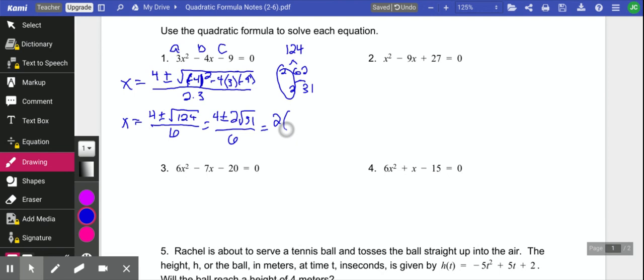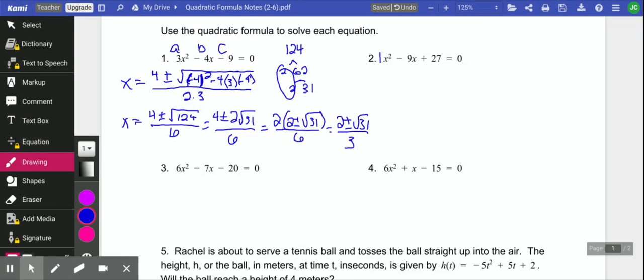And then if you can factor something out, you should. So we'll factor out a 2. We get 2 plus or minus root 31 over 6, and only after you have factored out can you reduce that 2 and 6 on the outside. So our answer is 2 plus or minus root 31 over 3. Okay. All right, let's try the next one.